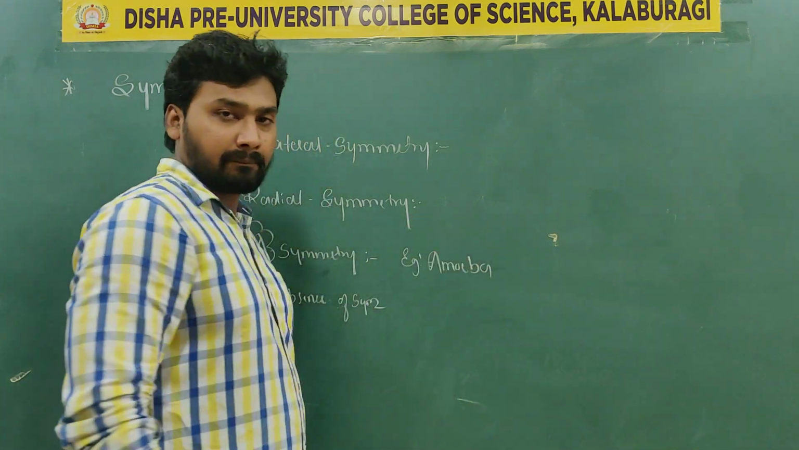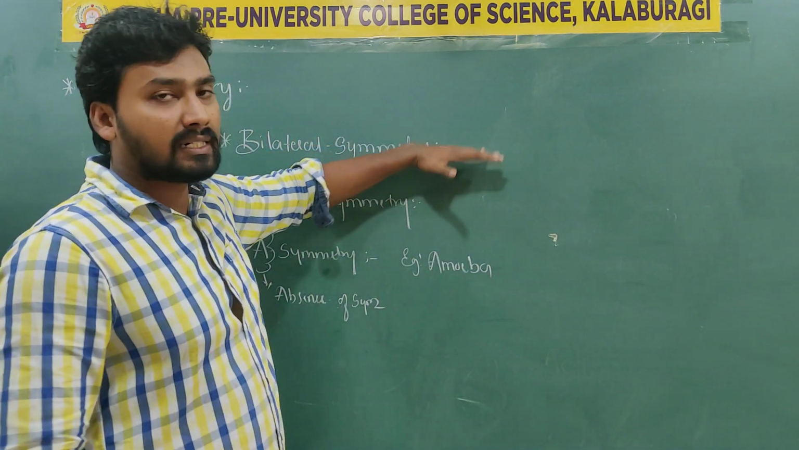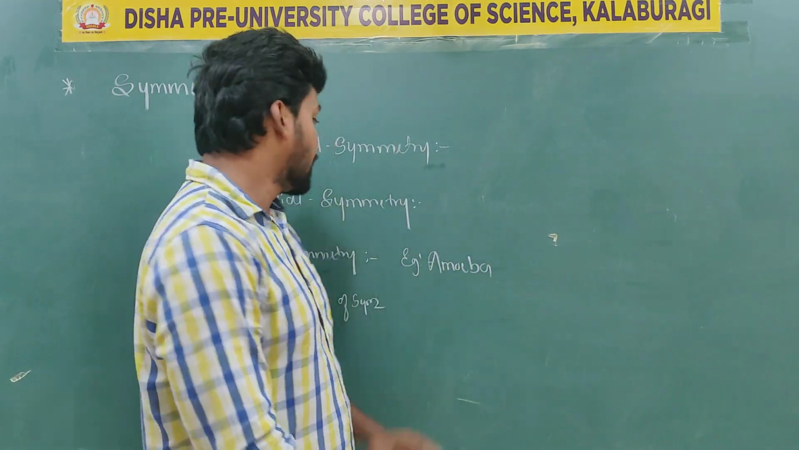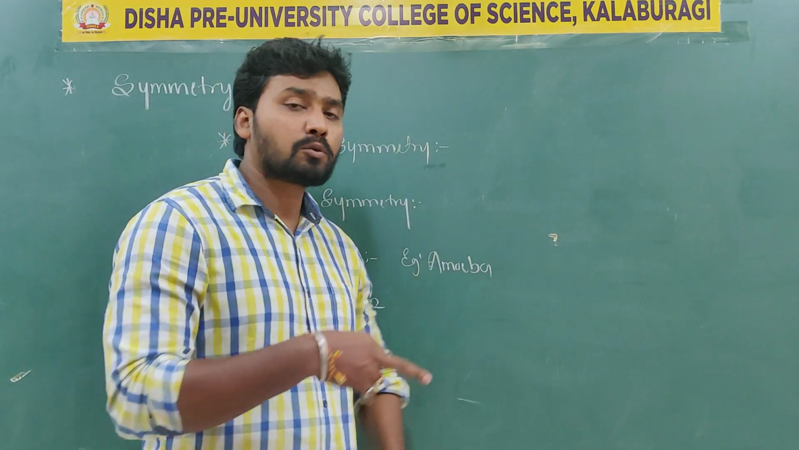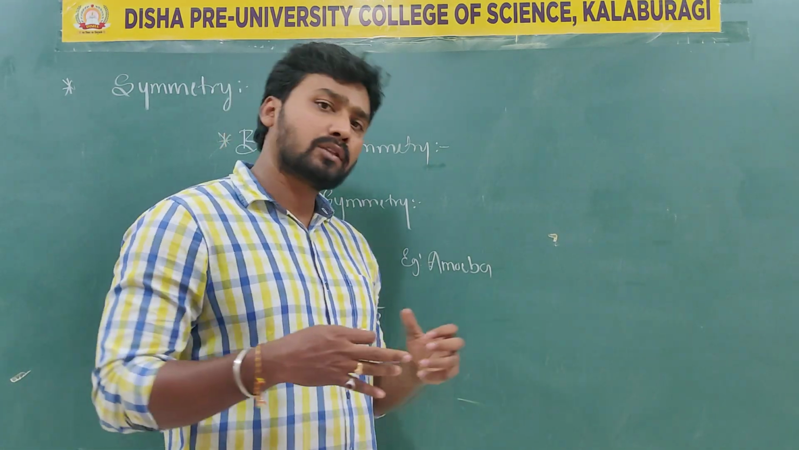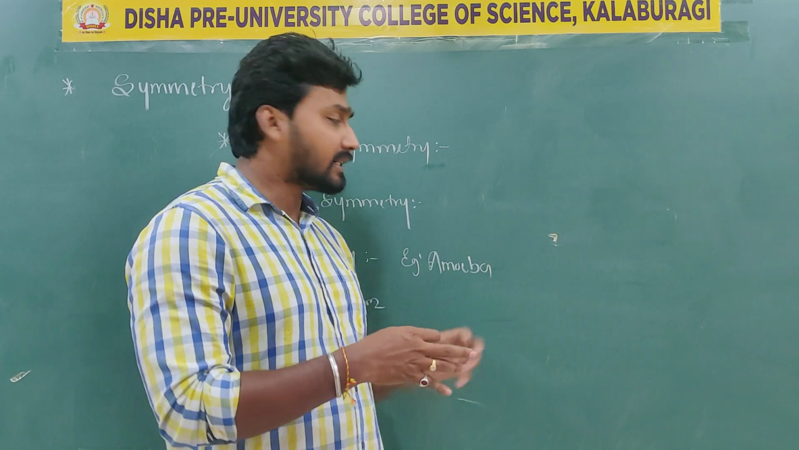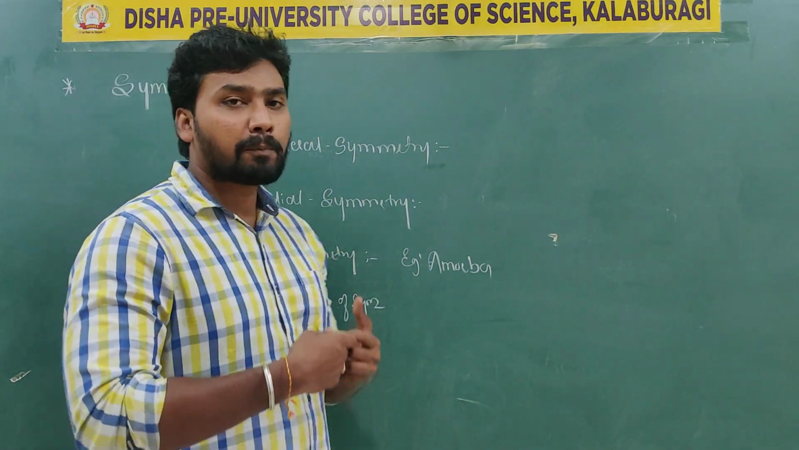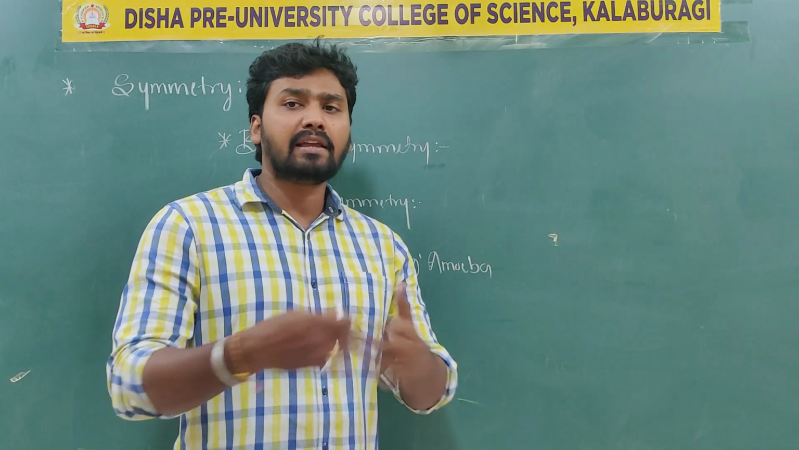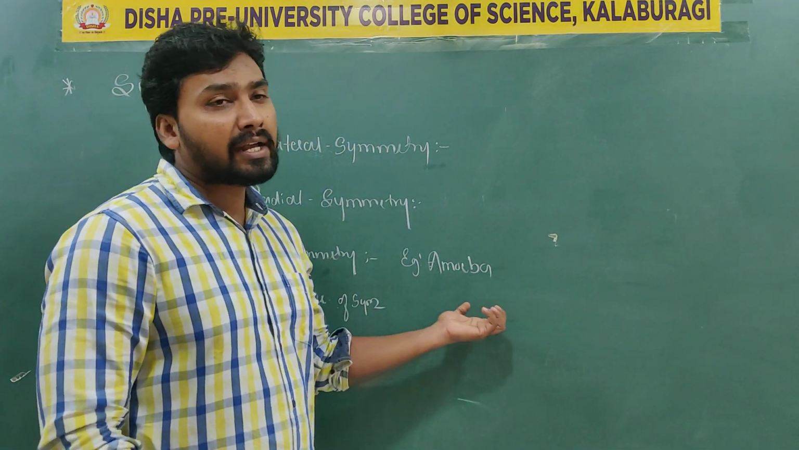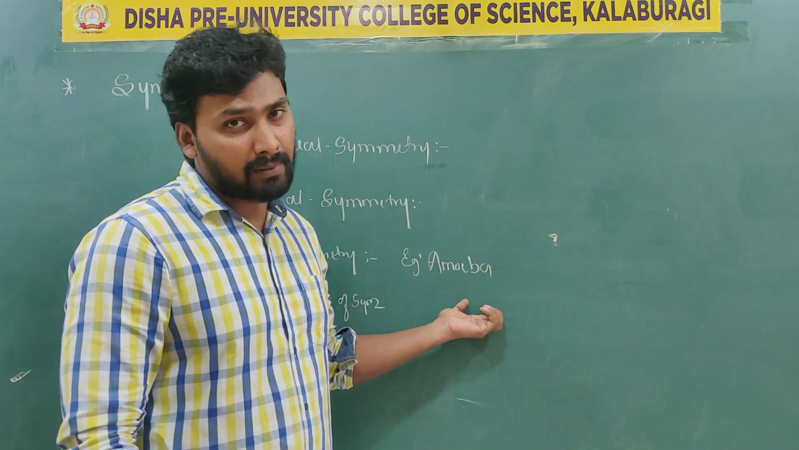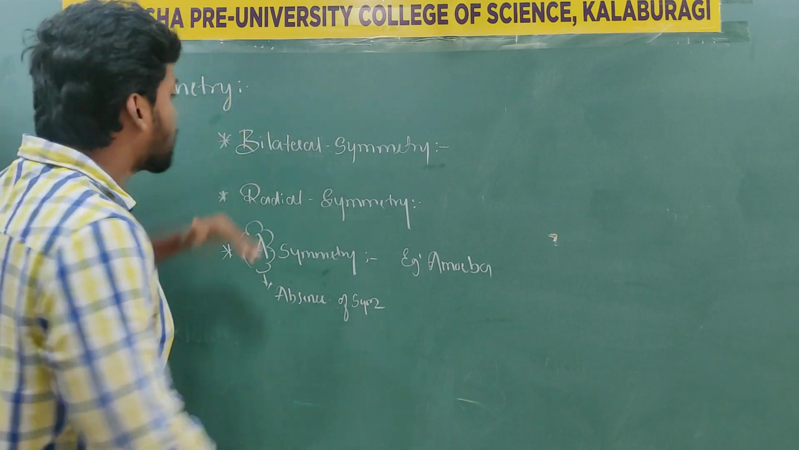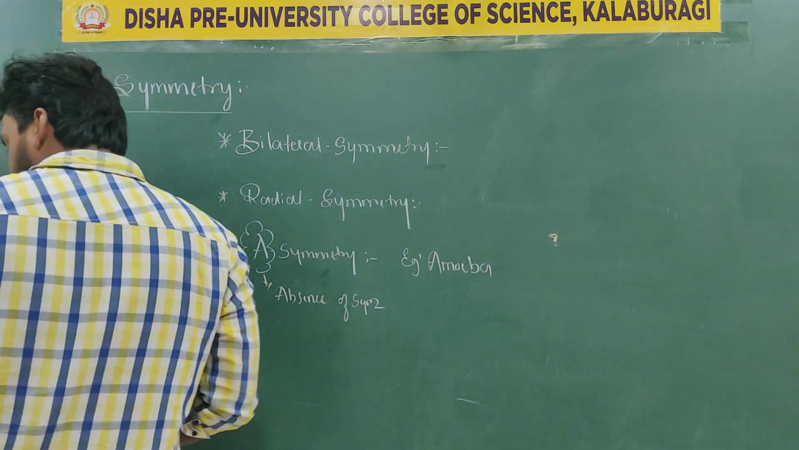In bilateral symmetry, the plane has to pass from anterior to posterior, dividing the animal into two equal halves. In radial symmetry, the plane has to pass through one of its arms, through the radius and the center, dividing the animal into equal parts. In asymmetry, if you pass a plane in any direction, you are not going to get equal parts. So we have studied classification of animals on the basis of symmetry.